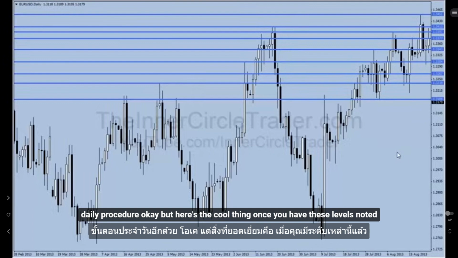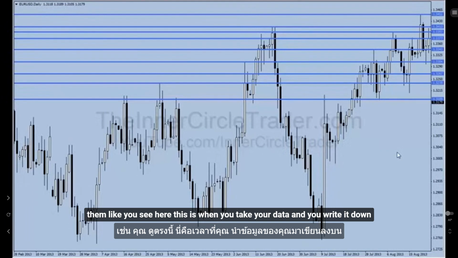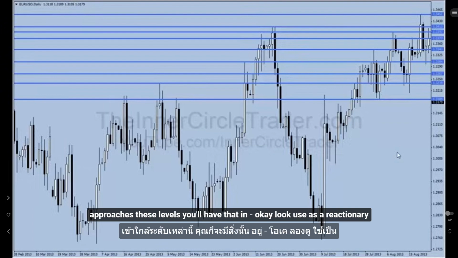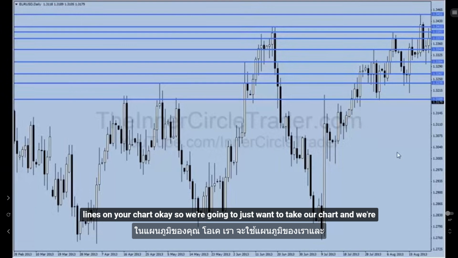But here's the cool thing. Once you have these levels noted, when there are a lot of them like you see here, this is when you take your data and you write it down on your pad. In that way, when price trades to these levels or approaches these levels, you'll have that in mind. Look, this is a reactionary level based on a daily time frame. So that way you don't have to have all these lines on your chart.